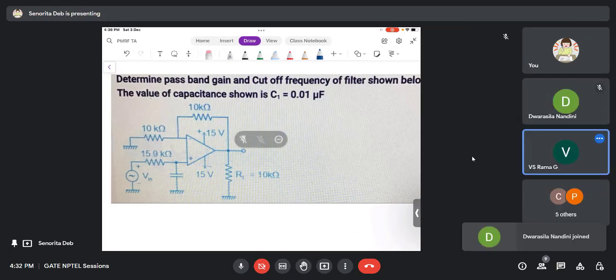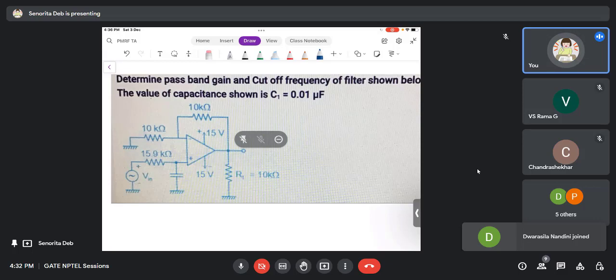Band pass, ma'am. Okay, one is band pass. Another, anyone else?